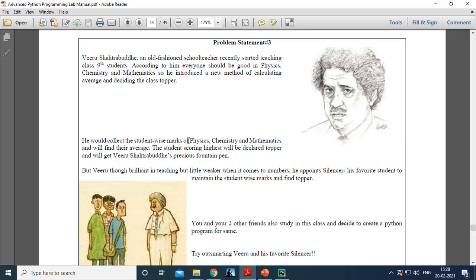Every student is appearing for three subjects: physics, chemistry, and mathematics, and they have marks in each. Suppose there are 10 students in the class, so Ram's details about physics, chemistry, maths, then Sita's details, then John's details. In this way, the input will be given, and your aim will be to find the topper of the class. The topper will have the highest average, so you have to add the marks of physics, chemistry, and maths, and display who has scored the highest average.